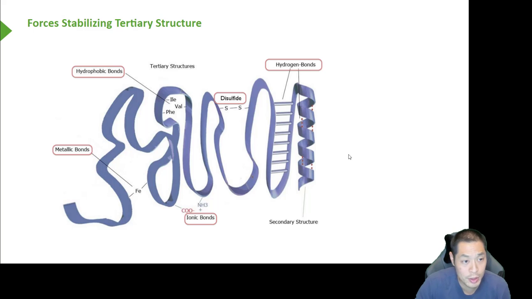So here you have hydrogen bonds on this side. Here you have a disulfide bond, which we talked about in hair. This is actually really strong.